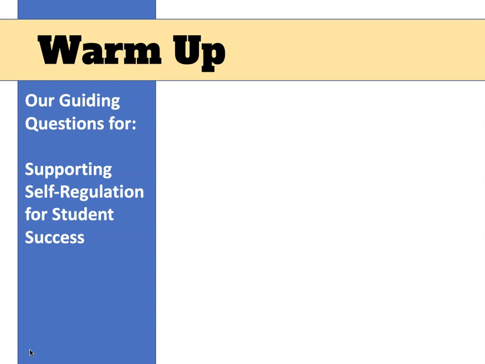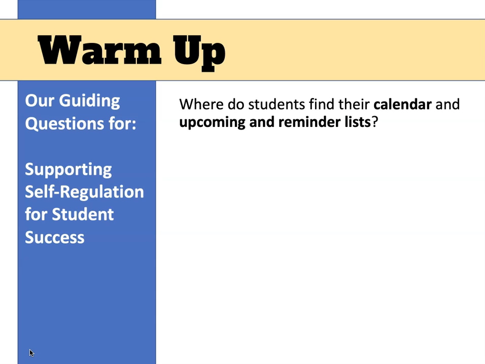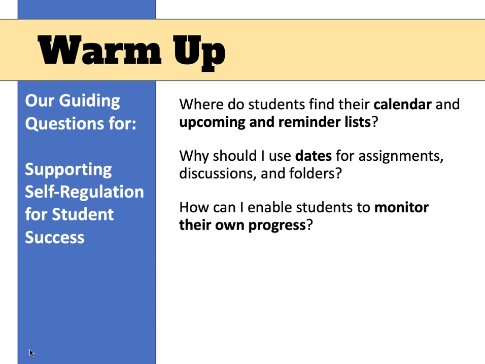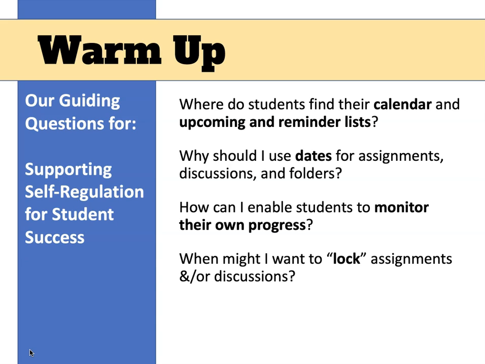So here are our guiding questions for our time together. Where do students find their calendar, upcoming and reminder lists? Why is it that I should think about using dates not only for assignments and discussions, but also for folders? How can I enable students to monitor their own progress and provide an easy way for me to get an at-a-glance view of progress across all the students in my class?